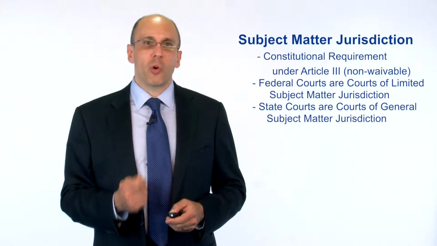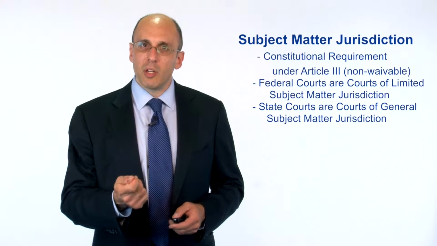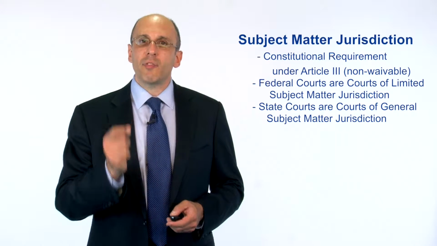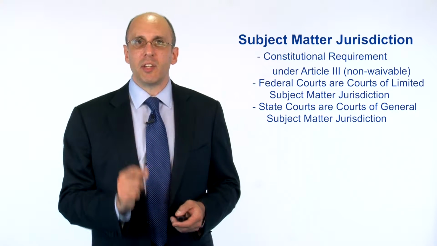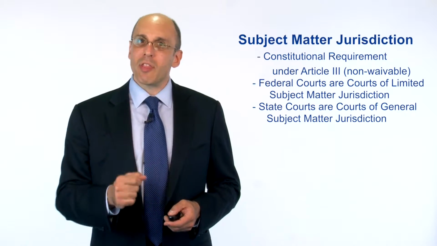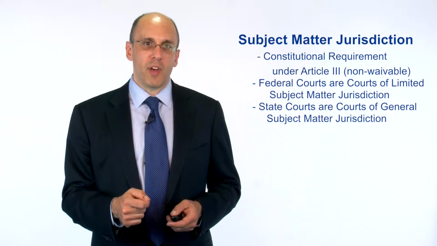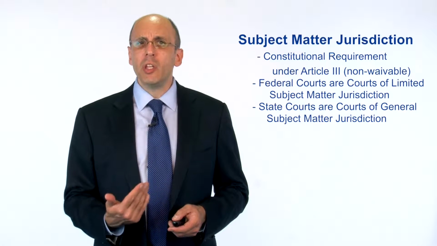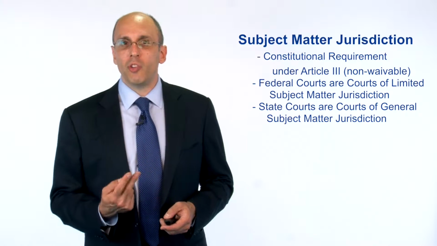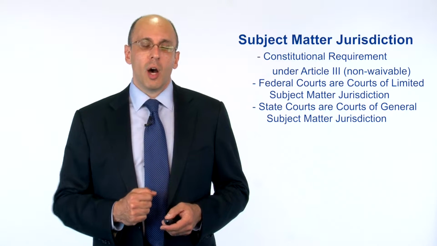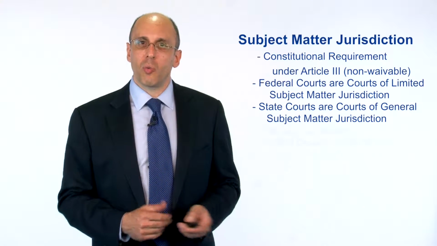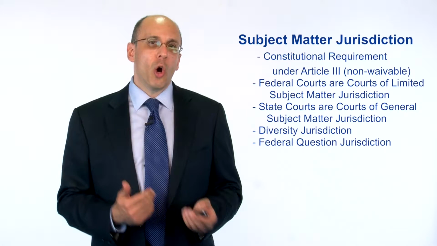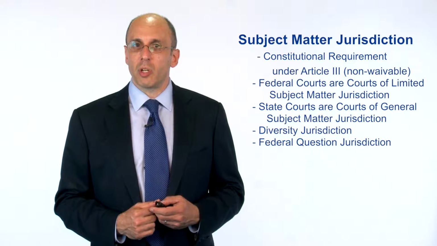So because federal courts can only hear a limited number of cases, you have to show in your complaint as the plaintiff why this case should be in federal court. And really, there are only two ways you can get into federal court on subject matter jurisdiction: what's called diversity jurisdiction or federal question jurisdiction.